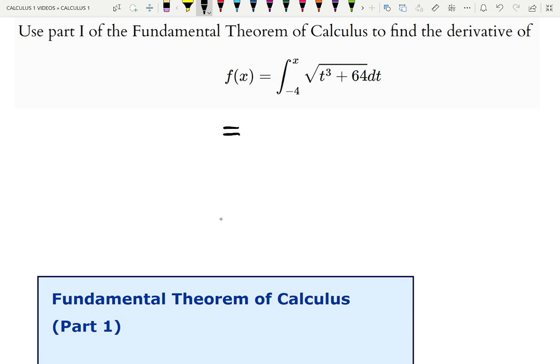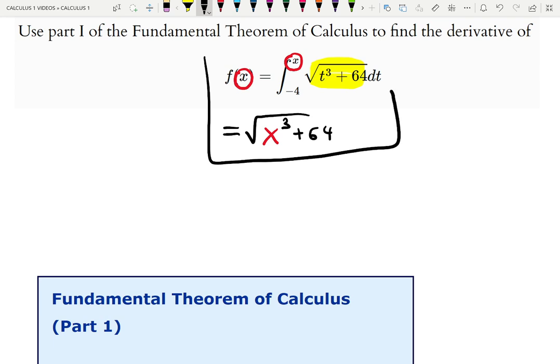The answer will be the function inside of this integral, but the variable t disappears and will be substituted with the variable indicated here, because now we're differentiating with respect to that variable. So it becomes x instead of t, the square root of x cubed plus 64, and that is the final answer.